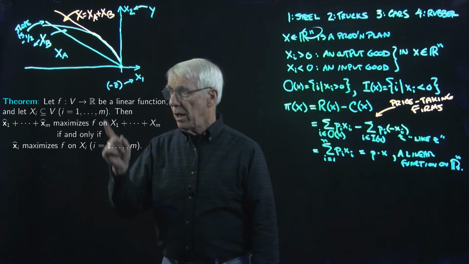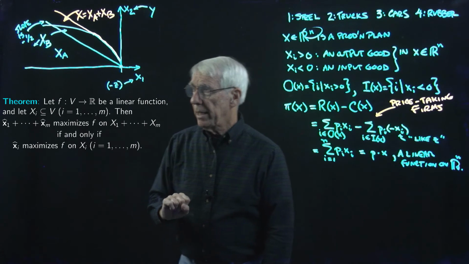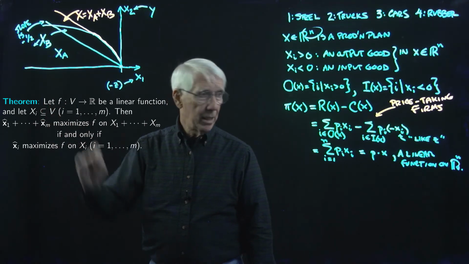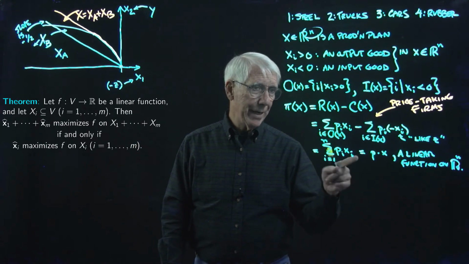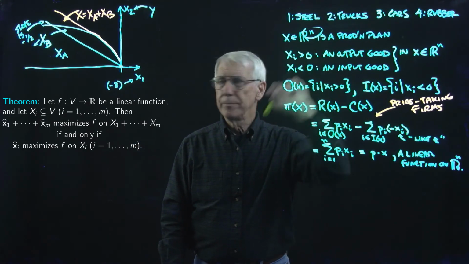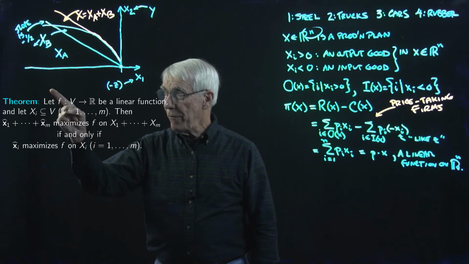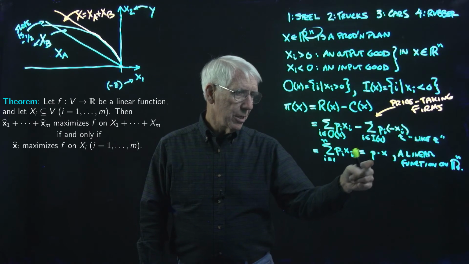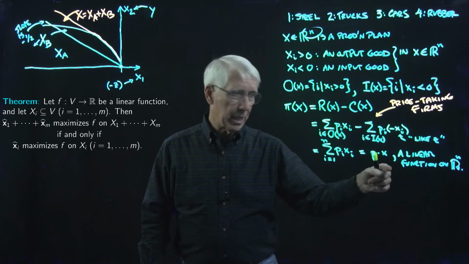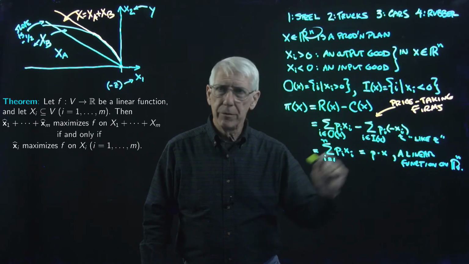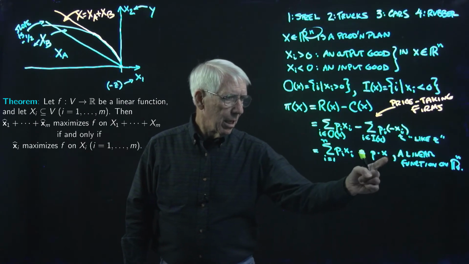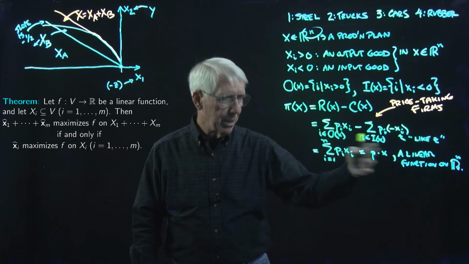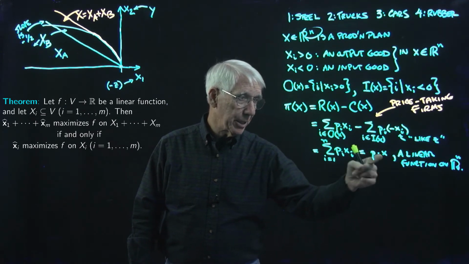So notice what the theorem says here. It says we've got a linear function on a vector space V. Over here, of course, the vector space is Rn. It's a linear function, f, in general. Over here, the linear function is actually a dot product, so it's not a linear combination, it's the dot product here.